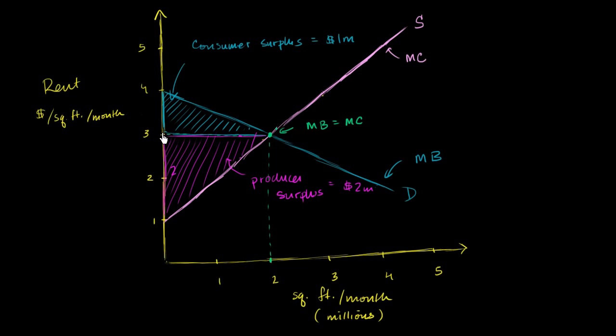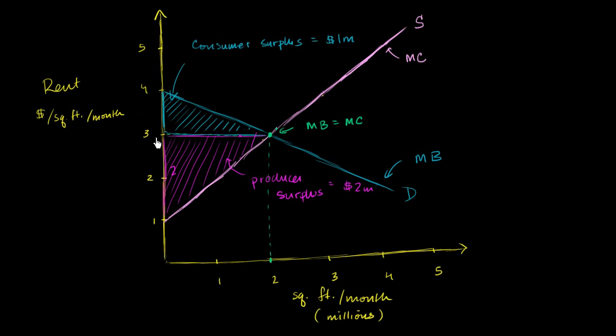Now, this equilibrium rent, $3 per square foot per month, is actually quite a lot. For a 1,000 square foot apartment, my last apartment was a 2-bedroom, 2-bath apartment. It was about 1,000 square foot. So that means you're going to be paying $3,000 per month for that. So that's pretty high rent. That's the type of rent that you might pay in a city like San Francisco.